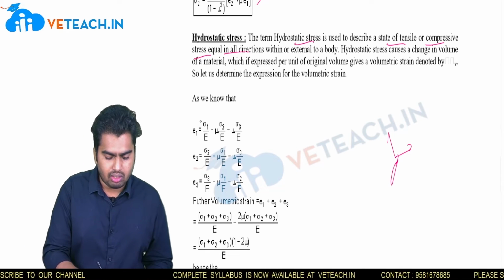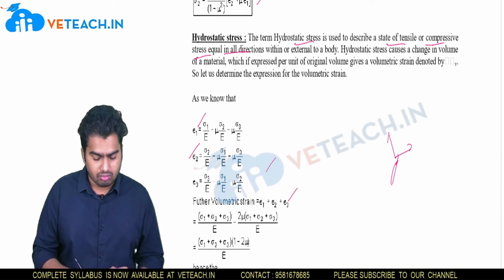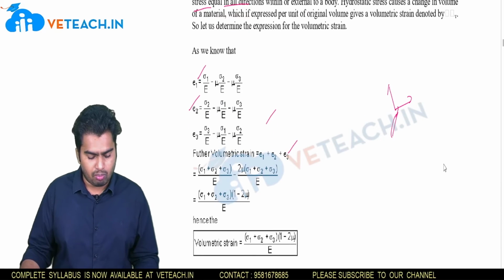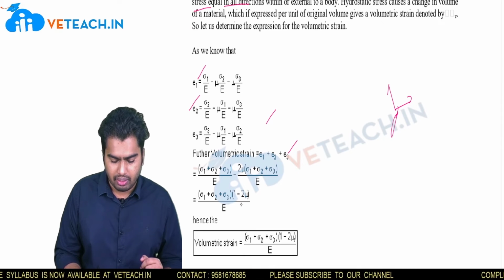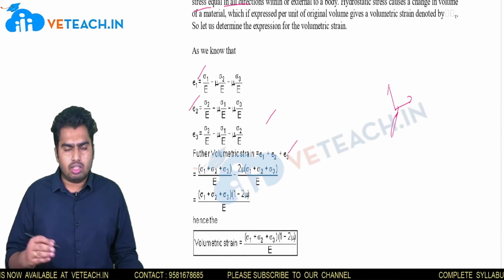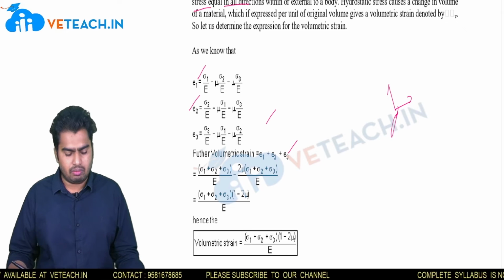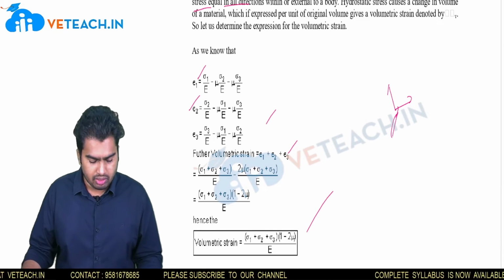So this is our epsilon 1, epsilon 2, epsilon 3. We will add these and we will get one equation in the form of sigma 1 plus sigma 2 plus sigma 3 into 1 minus 2u by E. Volumetric strain is equal to the change in volume divided by the original volume. So we can interlink this to get the volumetric strain formula.